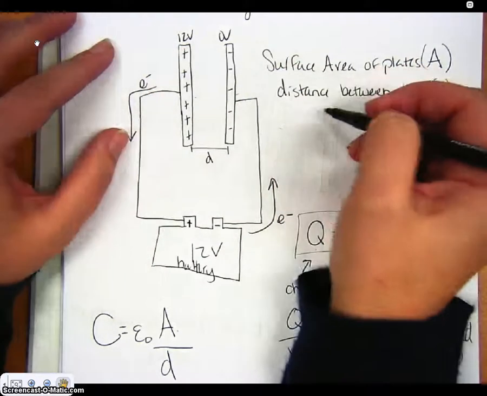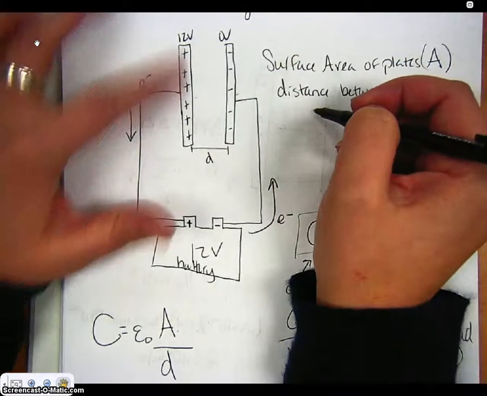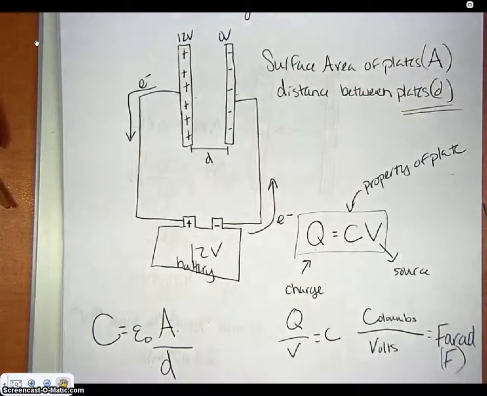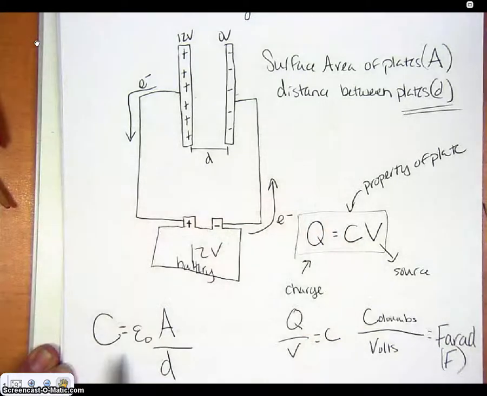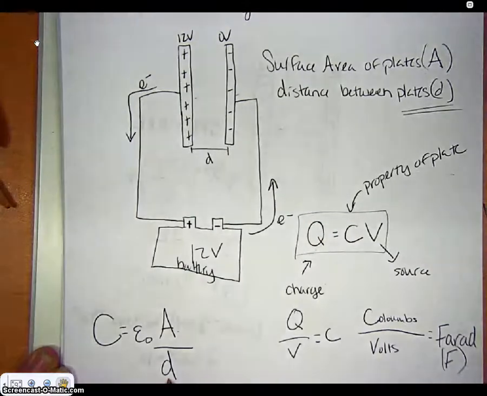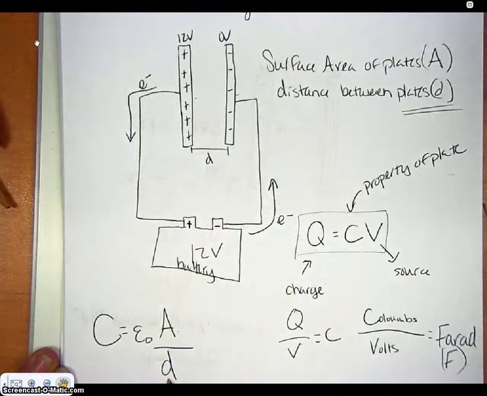The further apart they are from one another, the less this is going to influence the amount of electrons they can have. And that's why D is on the bottom. So if D is very large, you have a big distance, the capacitance is smaller. If D is very small, then the capacitance is bigger, okay?